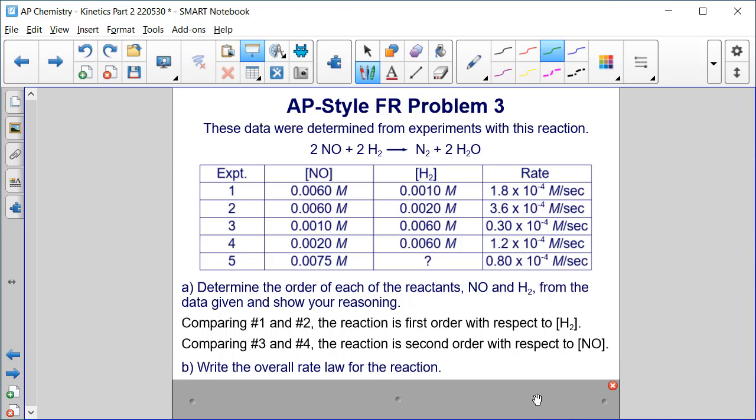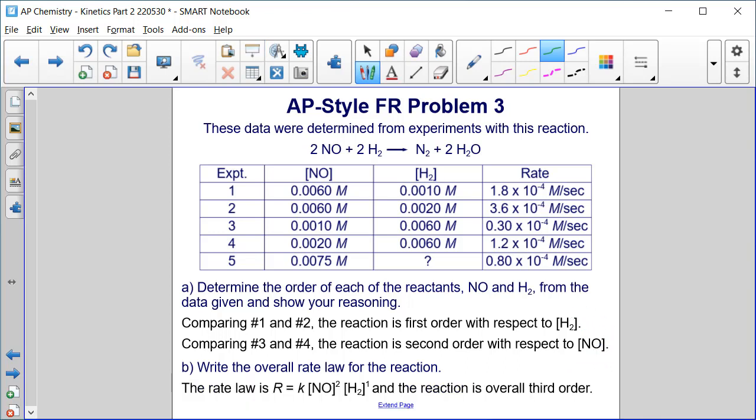Part B says, okay, now write the overall rate law for the reaction. So now that I know the order with respect to each reactant, I can write my rate law. The rate equals K, the rate constant, times the concentration of NO squared, because it's second order with respect to NO, times the concentration of H2 to the first power, since it's first order with respect to H2. Now you don't have to write these exponents here. I'm just putting them here for emphasis so that we can see that the reaction is overall third order because the sum of these exponents, 2 plus 1, is 3.